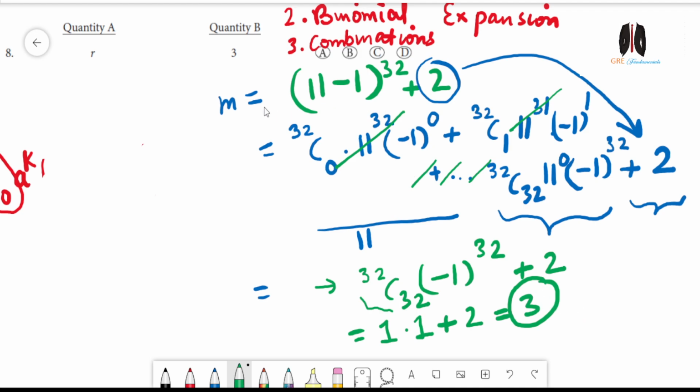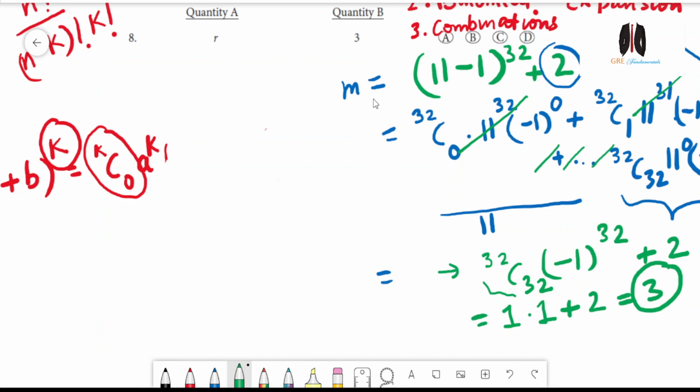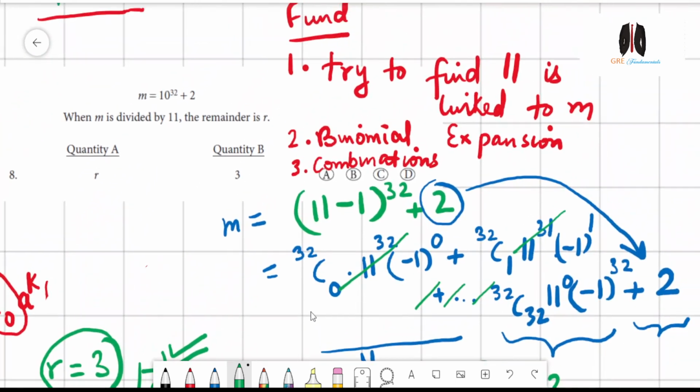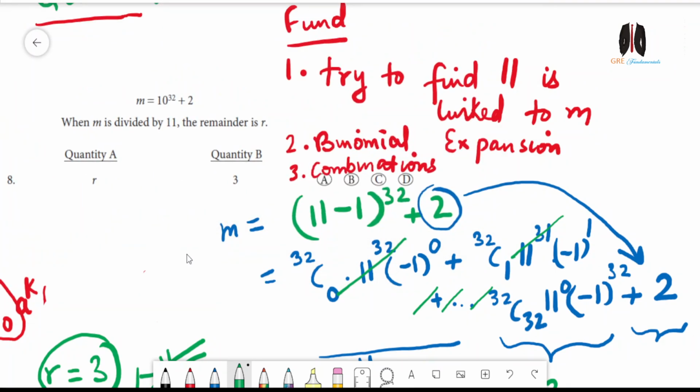Let's go back to the options. We have quantity A, B. So the answer in this case will be r is equal to 3, so our option is going to be C. It's very simple. We just have to remember the concepts which are going to be used: three concepts. Try to find how 11 is linked, binomial expansion, and combinations. Hope you understood the question.